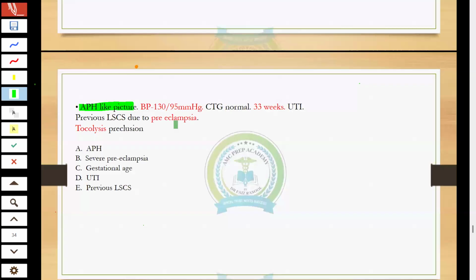Antepartum hemorrhage picture. BP 130 by 95. CTG normal. 33 weeks and UTI. Previous lower segment cesarean section. Preeclampsia. Tocolysis contraindication. Option A, APH, option B, severe preeclampsia, option C, gestational hypertension, option D, UTI, option E, previous C-section.